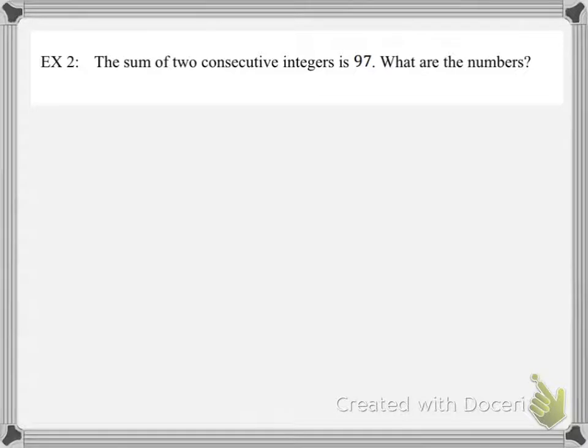So that tells us how to get 97, but there's one other piece of information that's kind of hidden in there. That they're consecutive, which means they're one after the other. So if the first number is x, then the second number is going to be x plus 1. Very good. So just one more than the first number.